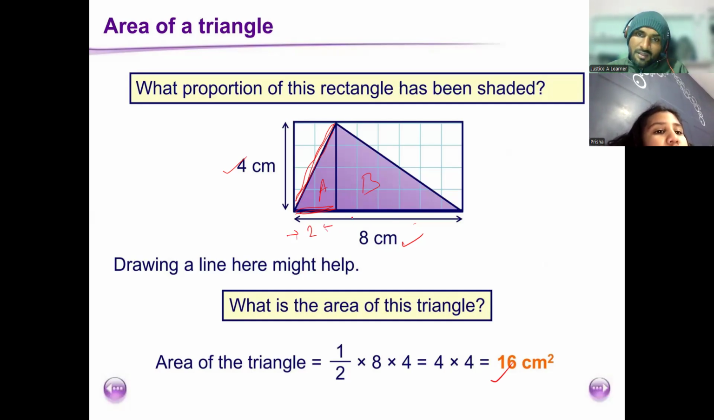Very good. Now what about this part? Can you tell me the length of this part? One, two, three, four, five, six. Okay, six, correct. And this part we already know is 4 centimeter, right? In both of the cases. So what would be the area for this part? Area of A, tell me.